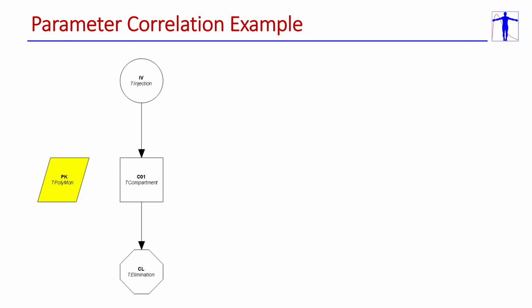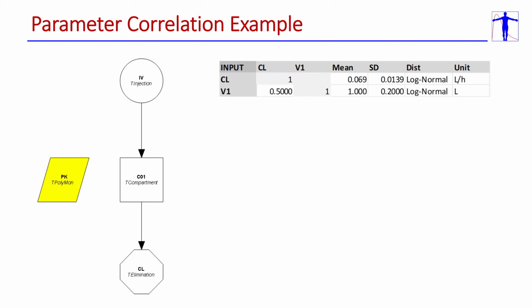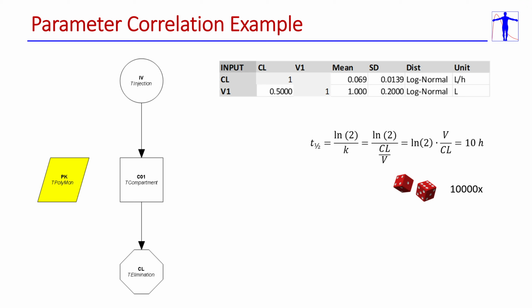We will demonstrate data post-processing using a simple one-compartment model. The model has only two parameters: volume and clearance. These parameters have values that yield a half-life of exactly 10 hours. We will now run a Monte Carlo simulation using 10,000 patients.